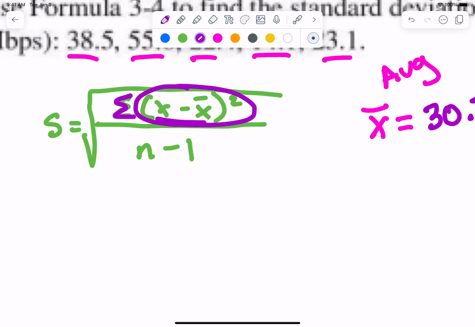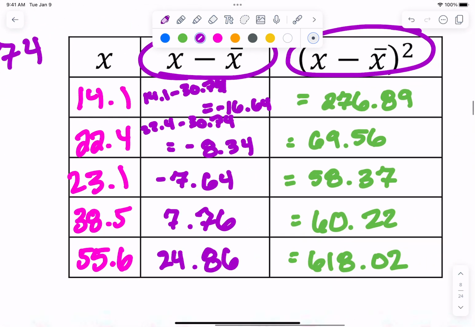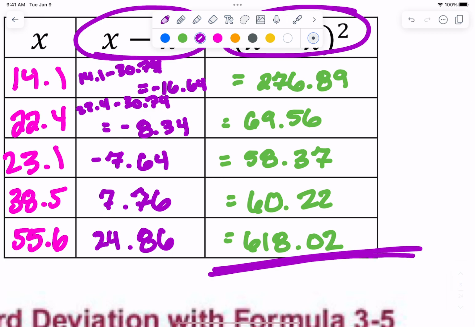So what does that mean? The sum of all of those. Add them all up. Add up this second column. Hold up, we want all of those added together. A couple of people do it so we make sure we get the right answer.